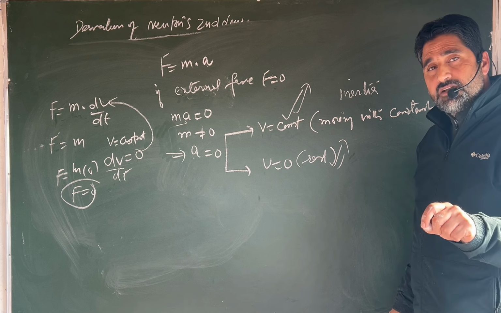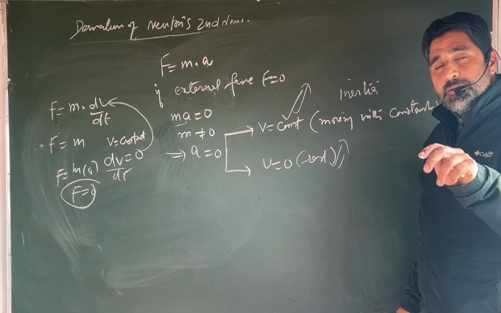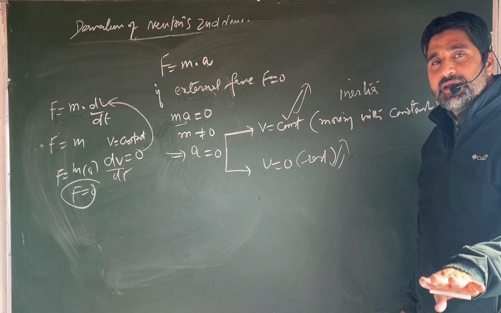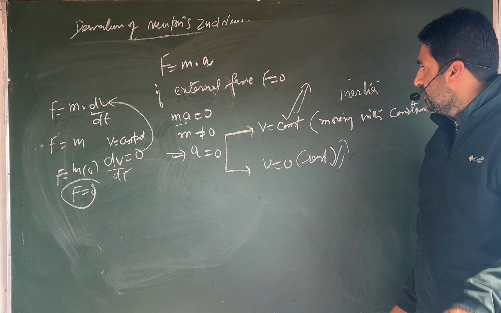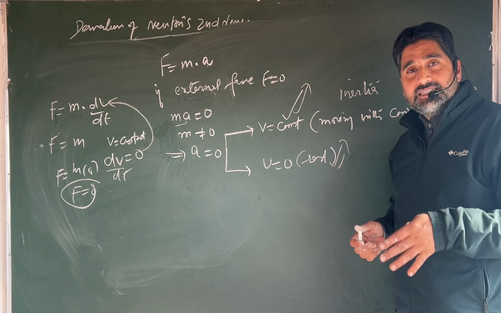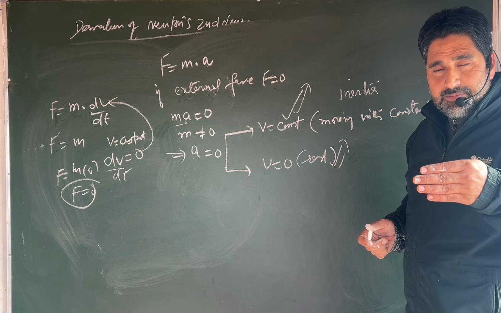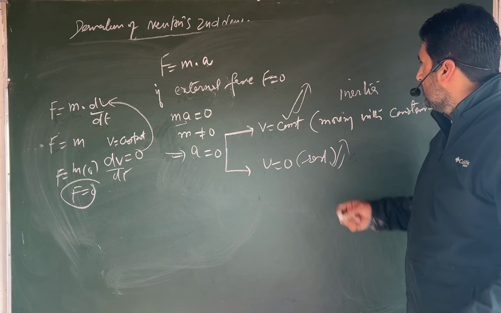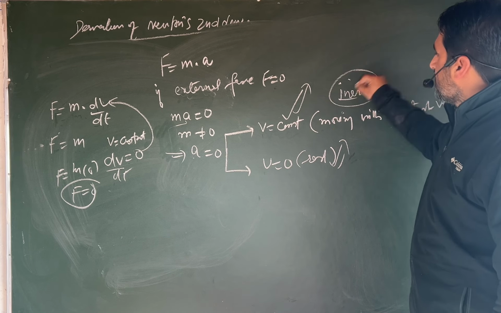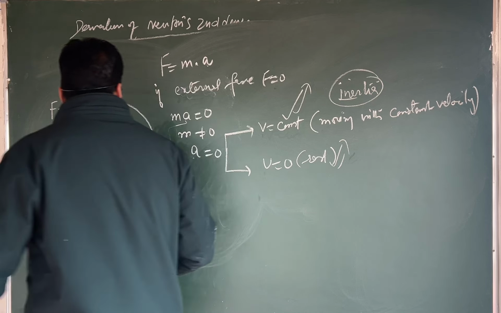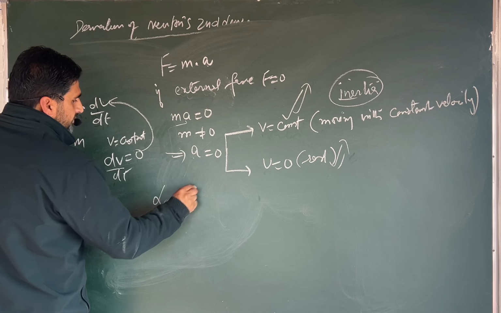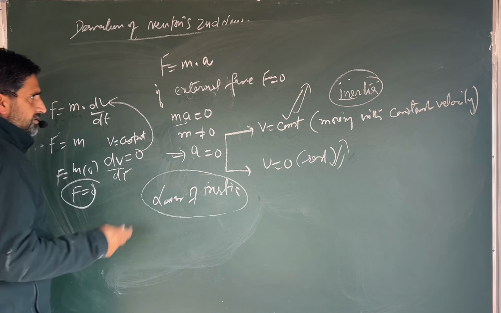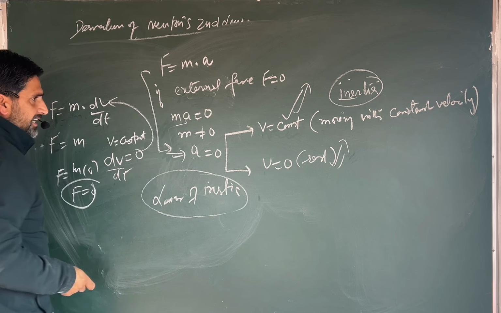When there is no external force, an object maintains its state of rest, or maintains its state of motion. This property, this maintenance of state of rest or state of motion, is known as inertia, called the law of inertia. It is Newton's first law, called the law of inertia, and this is the deduction from the second law.